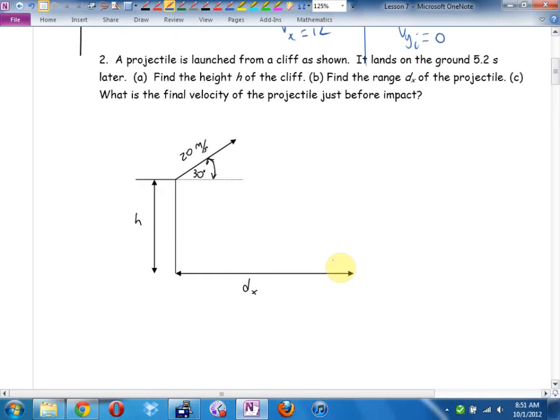Question 2. A projectile is launched from a cliff. Cliffs at an angle are the toughest ones. It lands on the ground 5.2 seconds later. A says find the height. B says find the range dx. Did they give me the time in this question? The time of flight? If they tell you the time, the question is way, way easier.